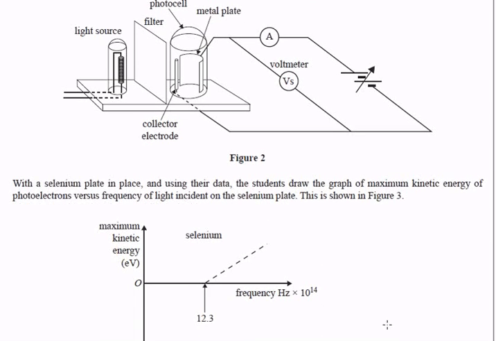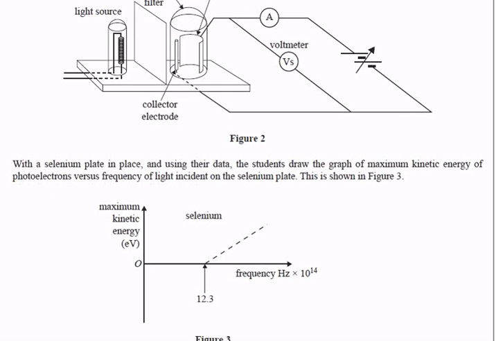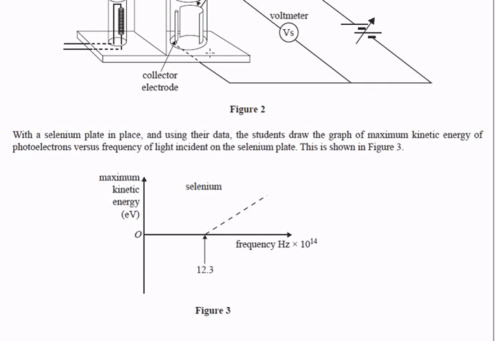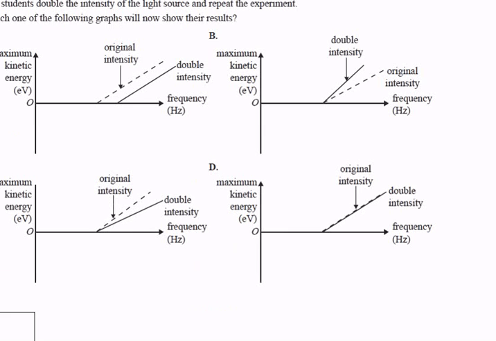Right, so this is selenium, and here is the maximum kinetic energy that the electrons that are given off have. So basically this is the voltage measured at the voltmeter for this as you change the frequency, as you change the colour.